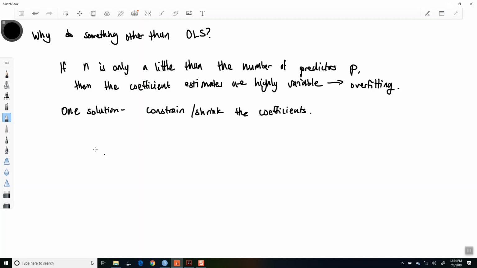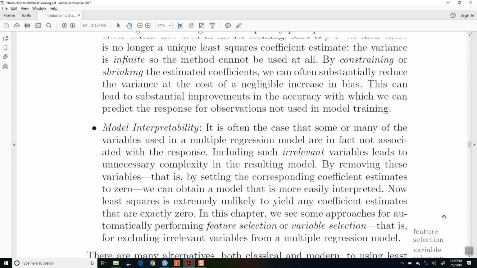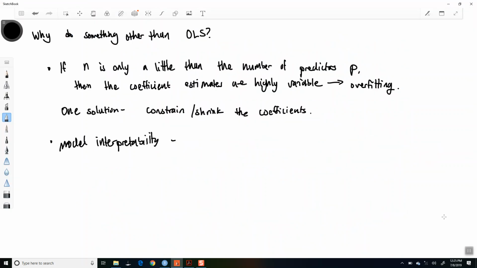And then the other part, for why do something other than OLS, is model interpretability. Basically, models that have fewer variables, fewer predictors, are easier to understand than models with more predictors.